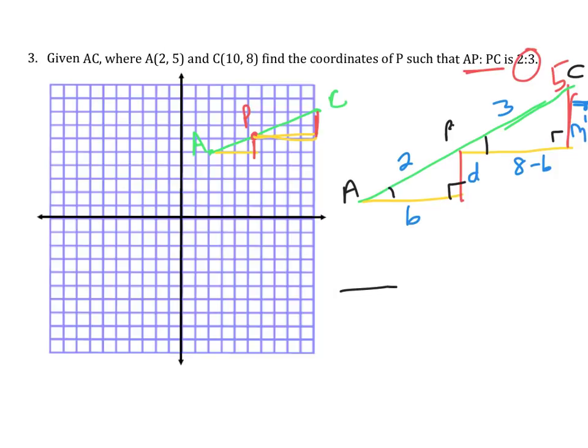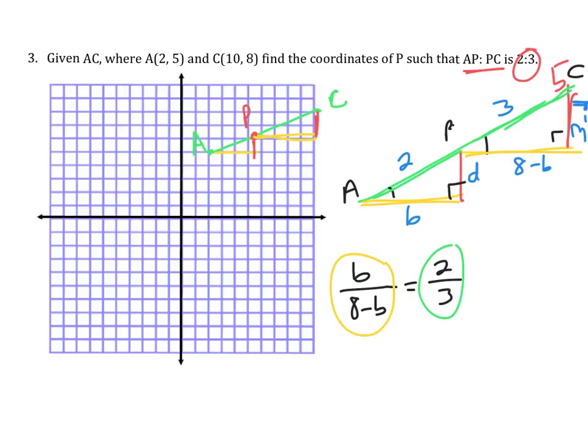So let's start with my yellow lengths, and my yellow lengths make a ratio of B over 8 minus B, which is going to have to be equal to 2 over 3. So what did I just do? I just made a ratio of my horizontals to a ratio of my, if you want to call them the hypotenuses, is one way to look at that. And now I have something that I can solve. So let's go ahead and solve that.